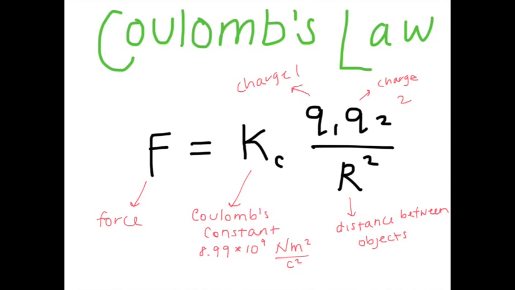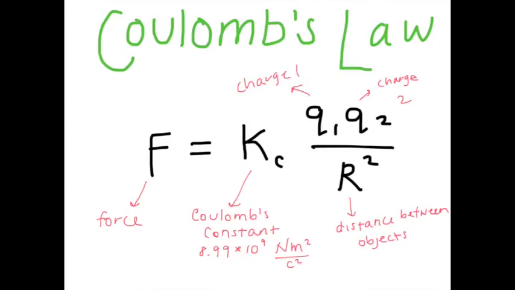In order to determine the electric force acting on an object, we use Coulomb's law. The law states that the electric force on an object equals the Coulomb constant, which is written as K sub C, and it equals 8.99 times 10 to the 9th, and then these complicated units, newtons meters squared divided by coulomb squared. All of that times the first charge times the second charge, we write that as Q1 Q2, divided by R squared, where R is the distance between the objects.